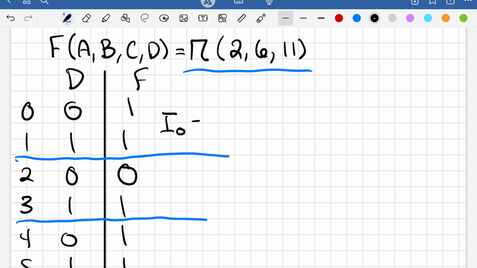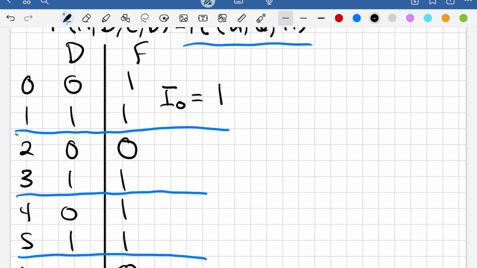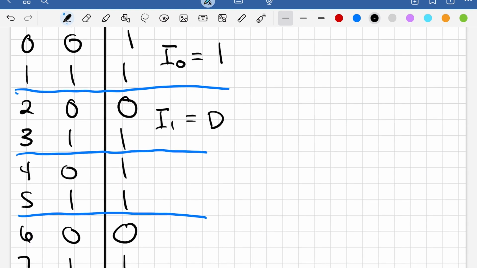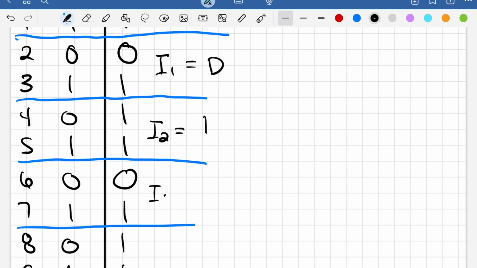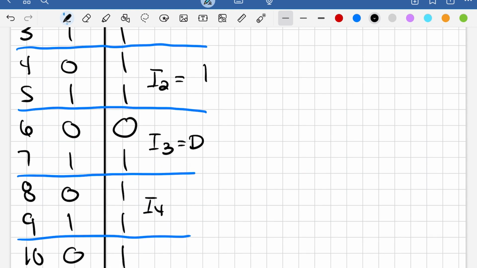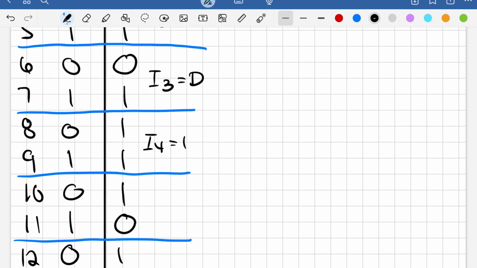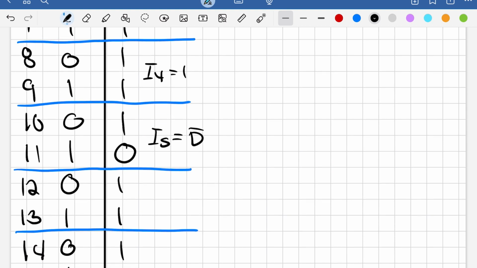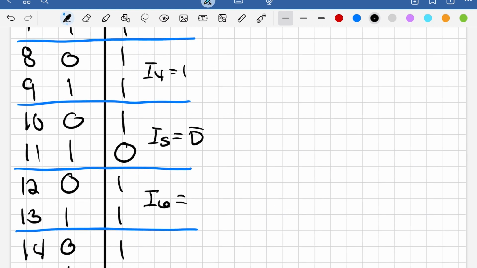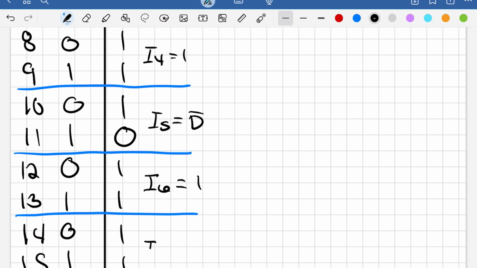Our I0 is equal to 1. So we're going to write 1. It's always 1. I1 is D, because it's equal to D. I2 is 1. I3 is D. I4 is 1. I5 is D prime. I6 is 1. And I7 is 1.